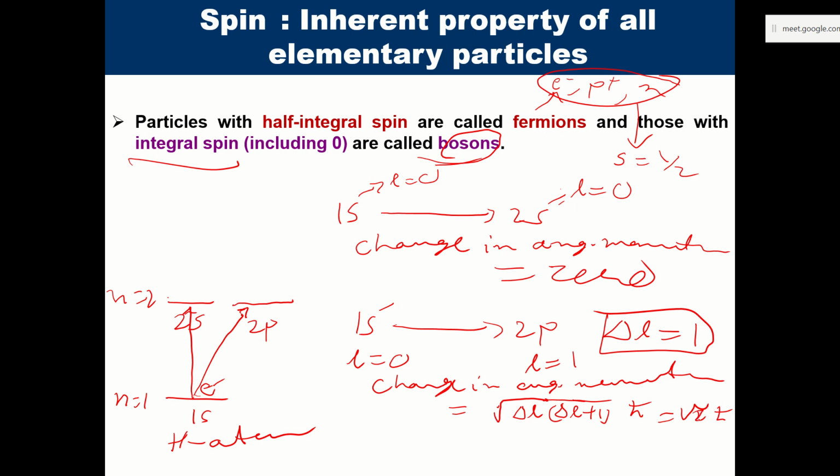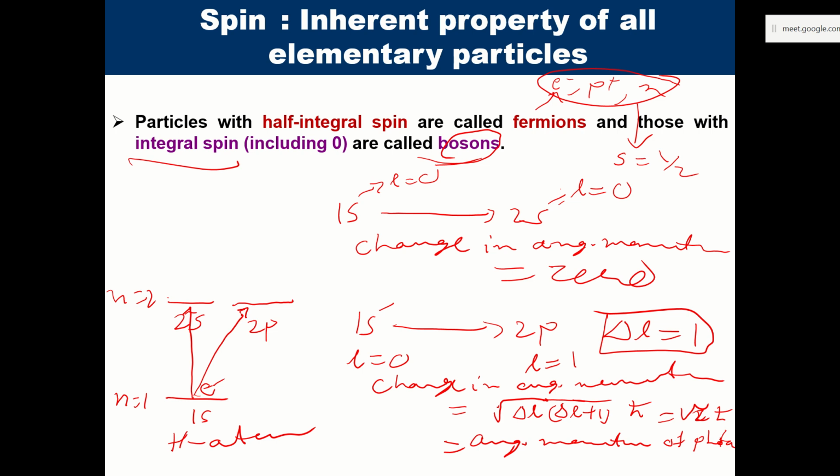अब आप देखिए, this is the same as the angular momentum of photon, photon के angular momentum के बराबर है. So when an electron is making a transition from 1s to 2s orbital, the change in angular momentum is 0, and you are not able to conserve the angular momentum of photon.